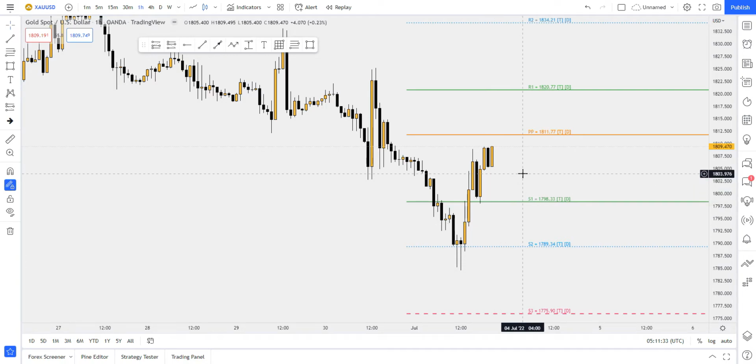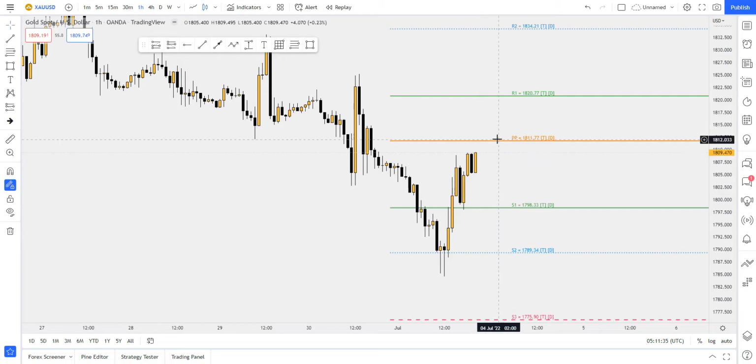Another thing to understand is that the market always gravitates to the pivot, to the main pivot line, which is the orange line here, right? The market always gravitates back to the pivot, and then possibly you can look for rejection at that level.